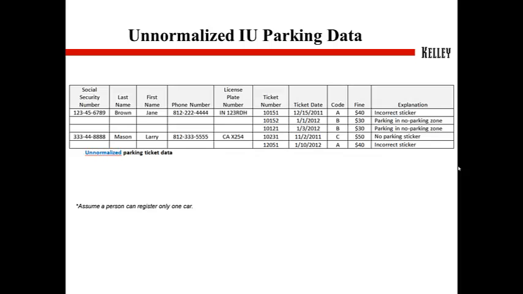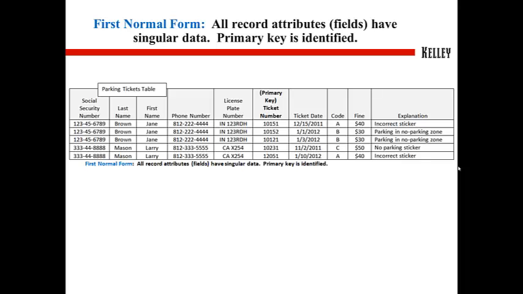Here's an example of an unnormalized table. This is the same data that we were just looking at, but all of the data is entered into this one table. So, how do we go to first normal form? Well, the first thing we do is fill in all of the empty cells with singular data, and we identify a primary key for our table, and in this instance the primary key is the parking ticket number.